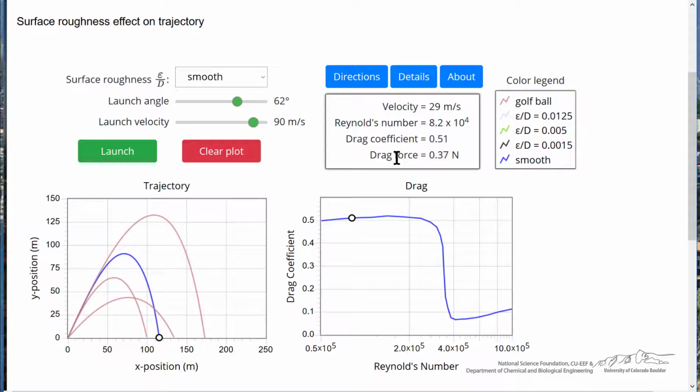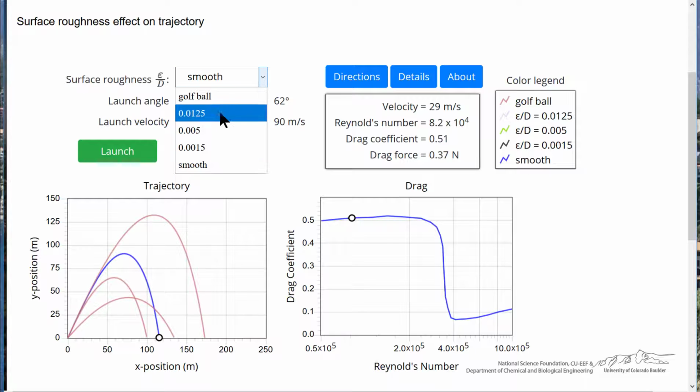The simulation allows you to pick from different surface roughnesses, which is just the indentation, if you like, assumed to be uniform little valleys and mountains as a function of the diameter. So it is the indentation divided by the diameter of the sphere. And then the golf ball has a unique structure, and we're using data from the literature on the behavior of the golf ball.